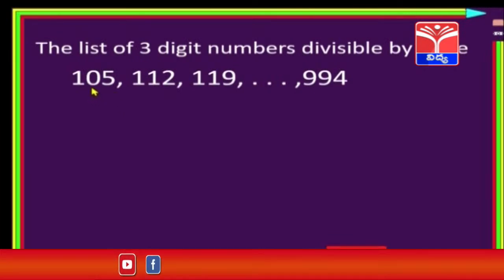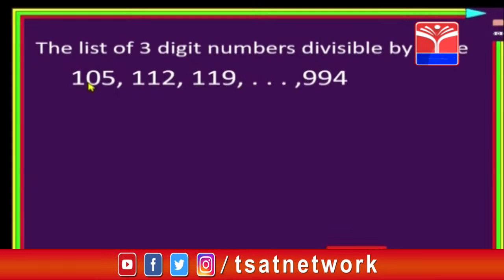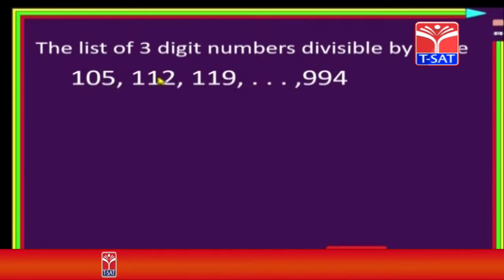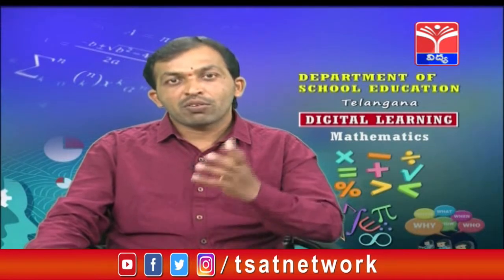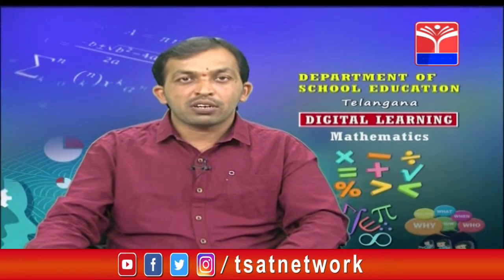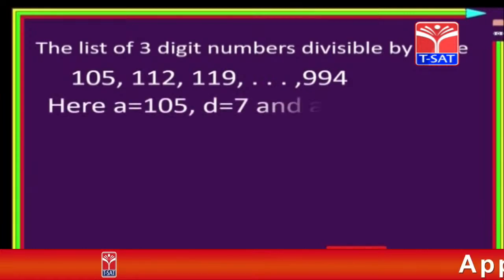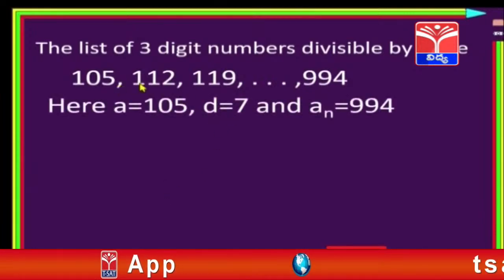By adding 7 to each term, we will get the progression. The first term is 105. If we add 7, we get 112, then 119, and so on up to 994. These are the 3-digit numbers which are divisible by 7. Now our aim is to find how many such numbers there are. What is the first term? 105, right? And what is the common difference? As it is divisible by 7, the common difference is 7.